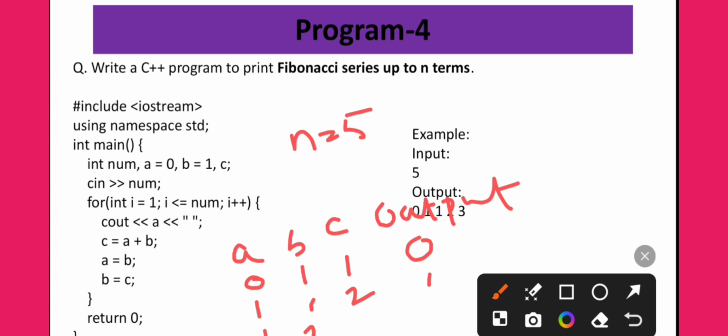Next time, what will happen? We have c is equal to 1 plus 2, that is, we will have 3. Next time what are we displaying? We are displaying a. So a is 1. Next time we will have c is equal to a plus b. A plus b means 3 plus 2, we will have 5 here. So c is equal to 5. Then a is equal to b. The b was 2, so we will have 2 here.